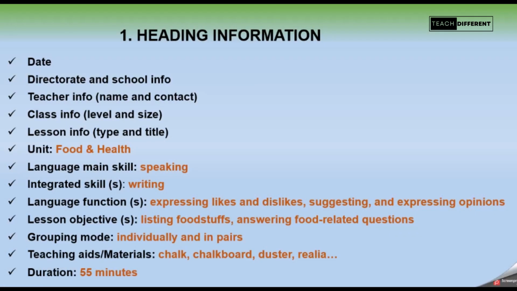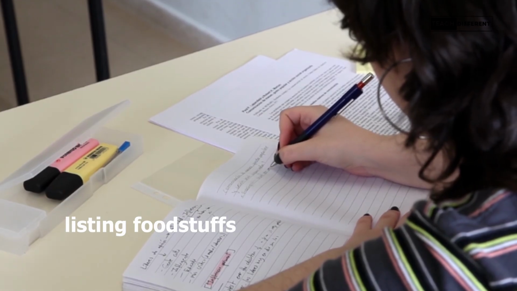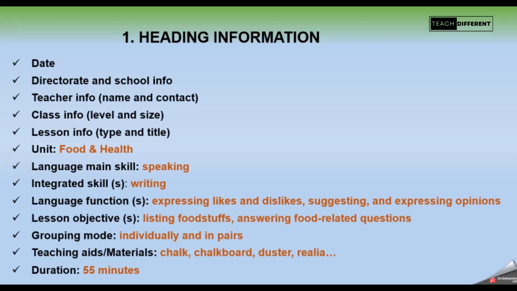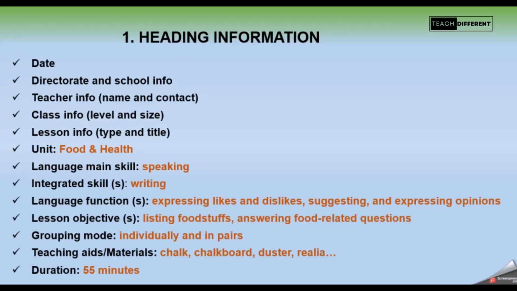Lesson objectives: my students will be listing foodstuffs and answering food-related questions. The grouping mode is individually and in pairs. The teaching aids or materials are chalk, chalkboard, duster, realia, etc. The duration is 55 minutes or 1 hour. As a teacher, you need to know that there is no activity to do here. This is just information about your class and your teaching.